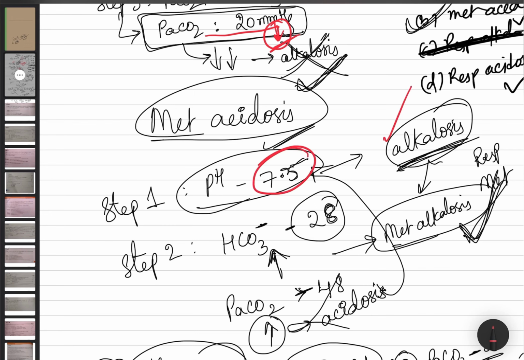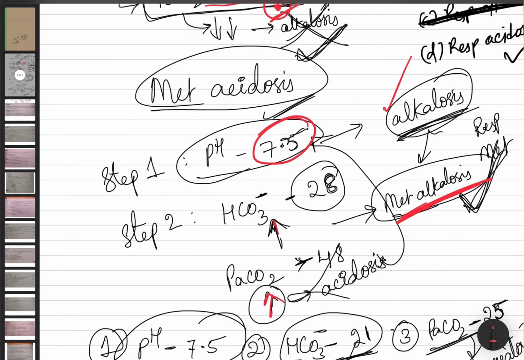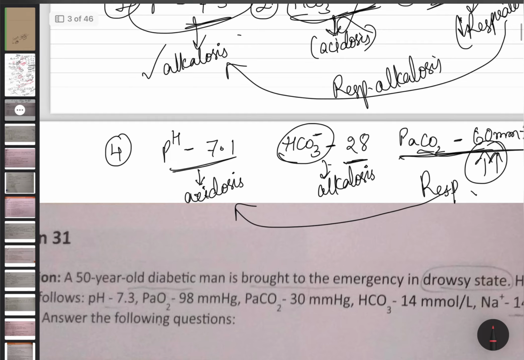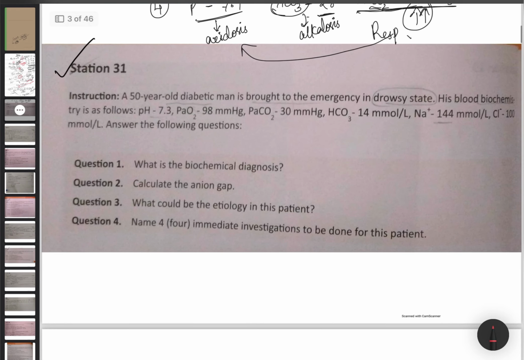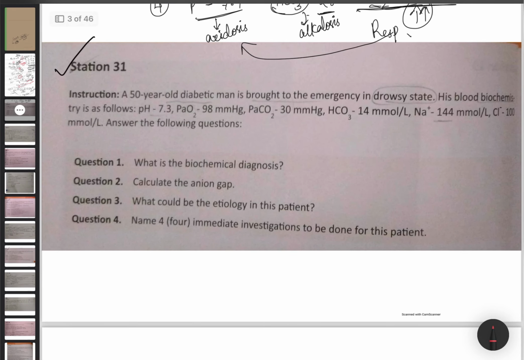So here pH is 7.5, we have decided that it is alkalosis. HCO3 is high, so this is metabolic alkalosis. We have already seen that until this. Now PaCO2 is high, that means some acidosis component is there. This is nothing but compensation for metabolic alkalosis, which is partial. That's why pH is abnormal. Okay, did you get it? Okay, we'll get back to this again.